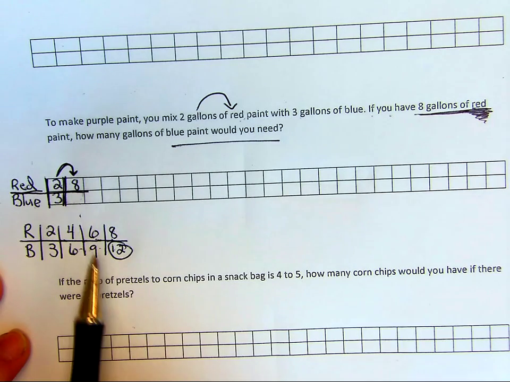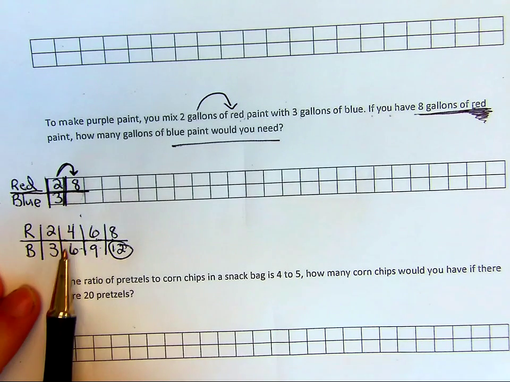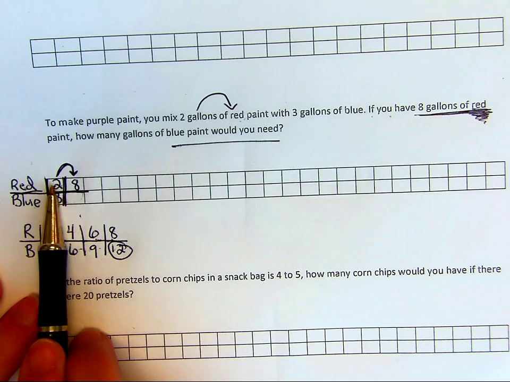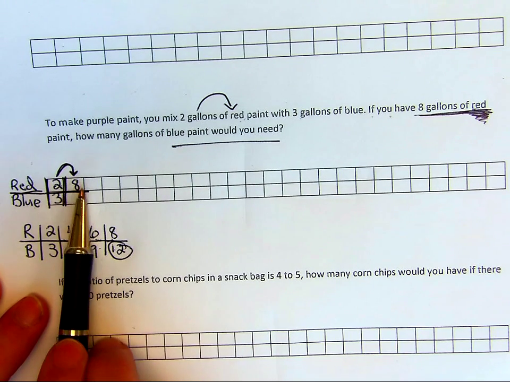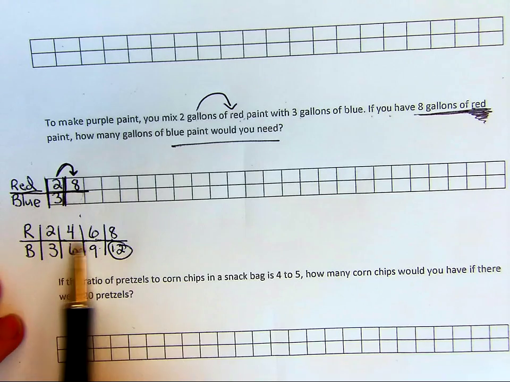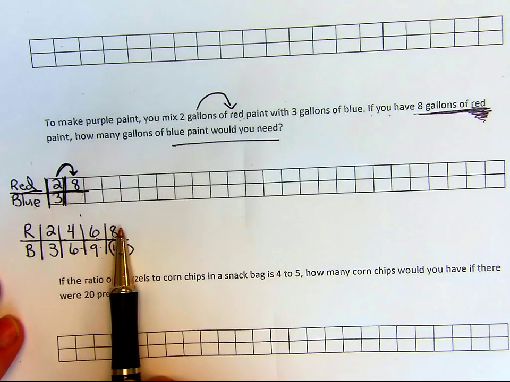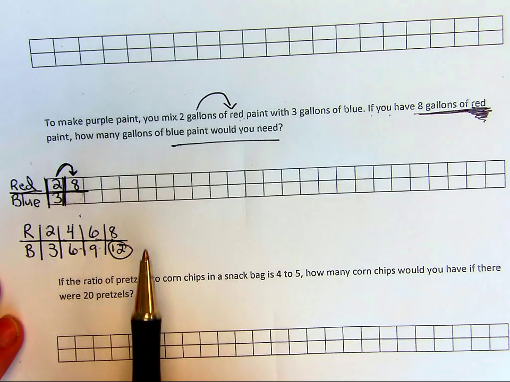And with a lot of these problems, it's going to work fine. So this is a strategy that you should have in your back pocket. However, sometimes we're going to get really big numbers. Like what if this was 80? Then we're not going to want to keep making it go out and out and out until we got all the way to 80, right? It would take a long time.